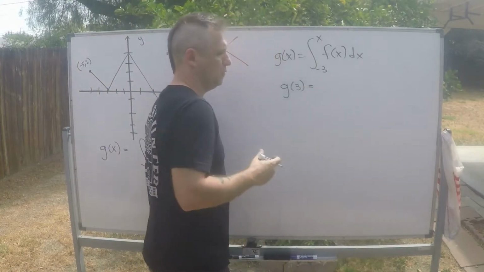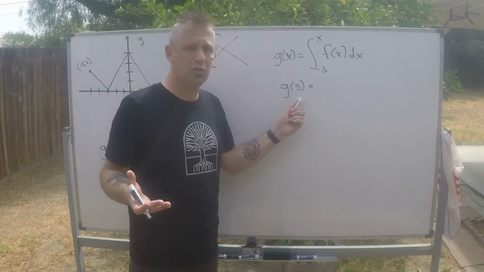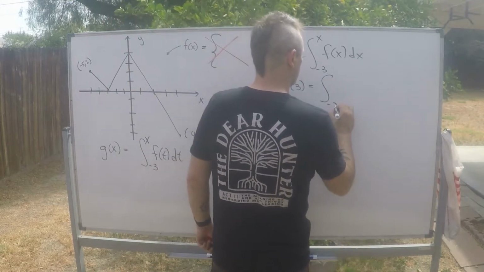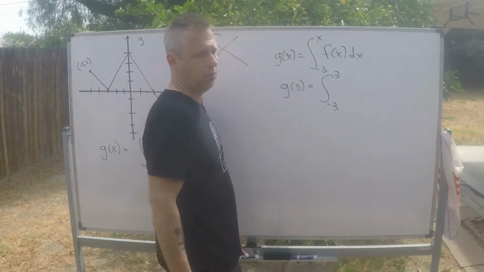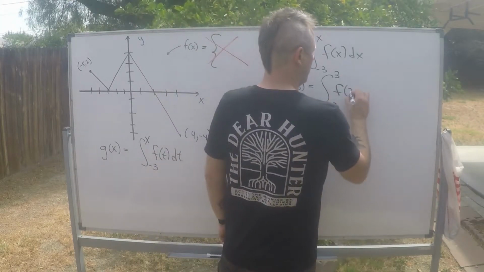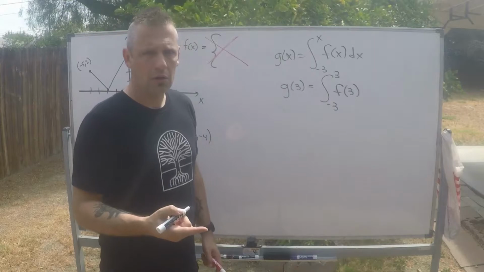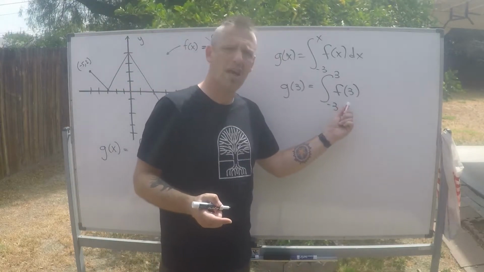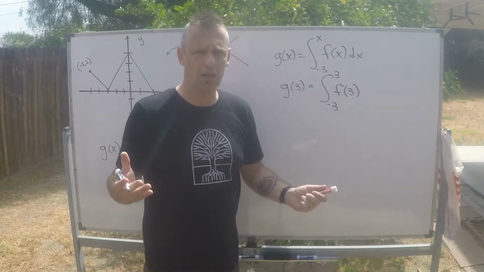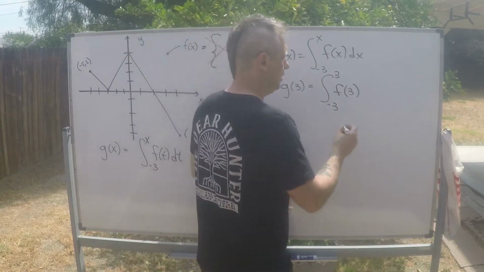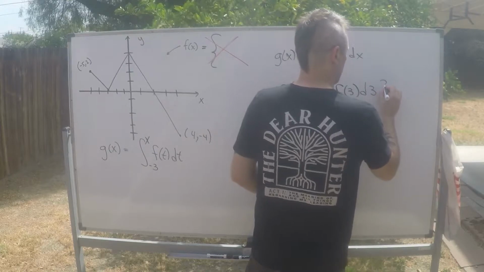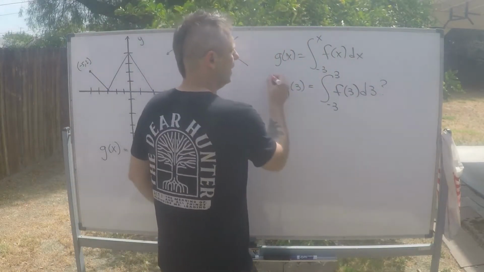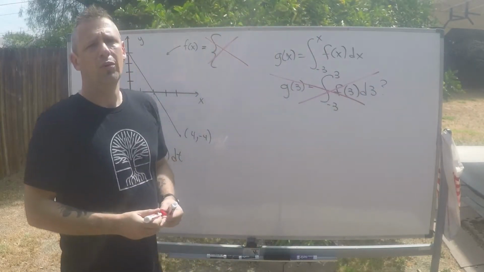Then for g of 3, the way we plug in the value for x is wherever we see an x, we replace it with a 3, so we would get the integral from -3 to 3, so far no problem, of f of 3, that's just a number. So we're not finding the area under f of x, we're finding the area under f of 3, under a constant. But it's even worse than that. d3? What the heck does that mean? It doesn't mean anything. That's why we can't do that.